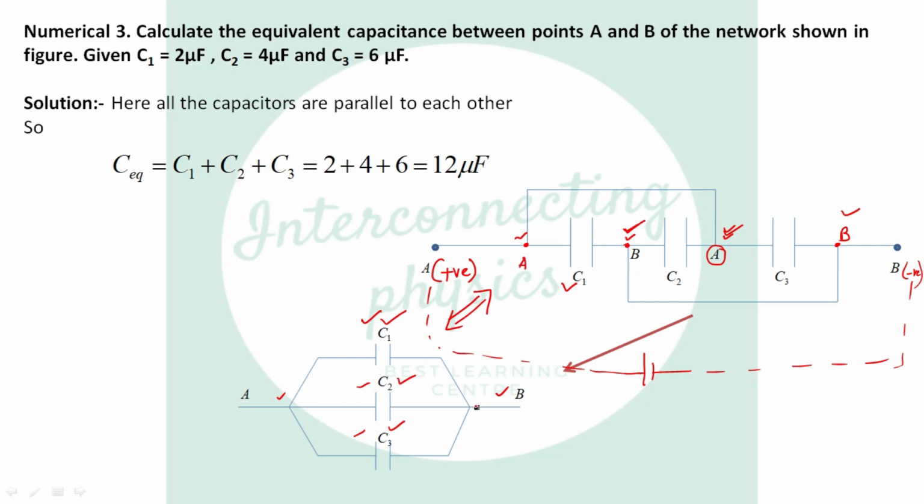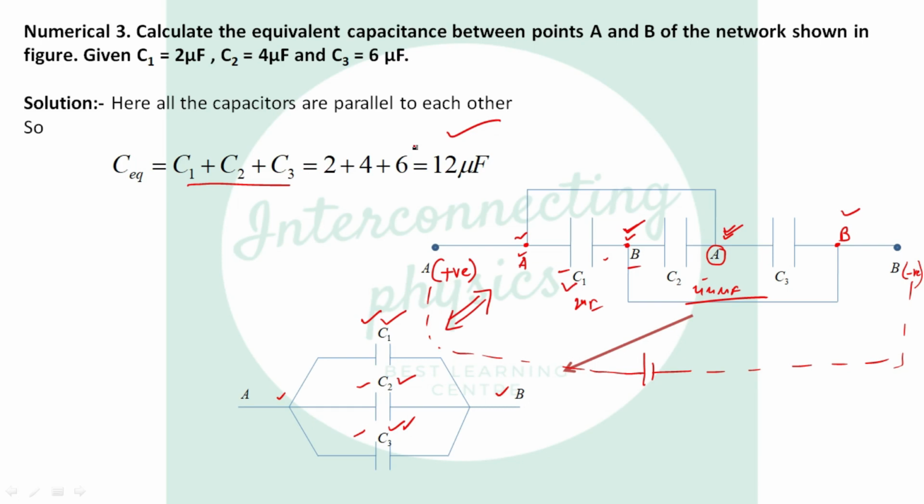from A to B. Okay, you see here from A to B C1, from B to A again C2, from A to B C3. So these capacitors are parallel to each other, and in parallel combination we just add the values, and the result will be, if this is 2 microfarad, this is 4 microfarad, and this is 6 microfarad, then the answer will be 12 microfarad.